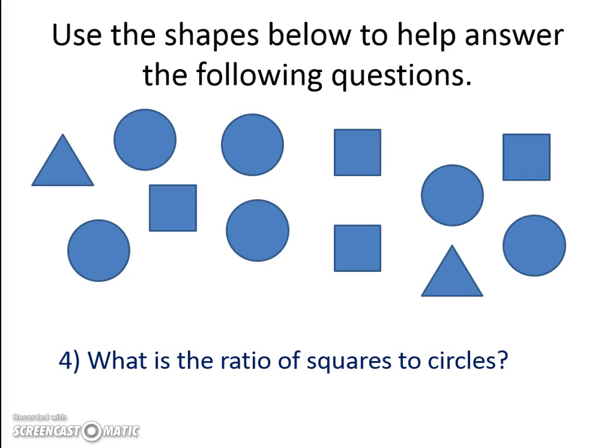Okay, let's check your work. When I count the squares, I see there are 4. When I count the circles, I see there are 6. And when I simplify 4 to 6, I get 2 to 3.